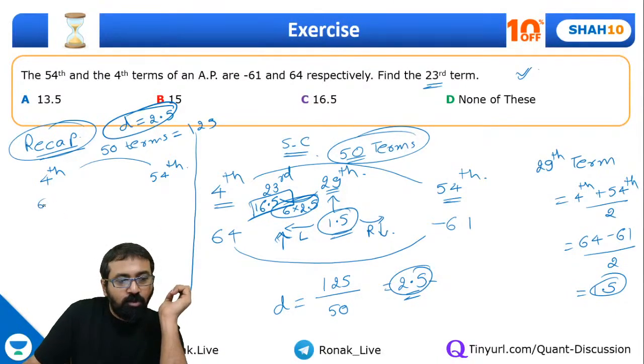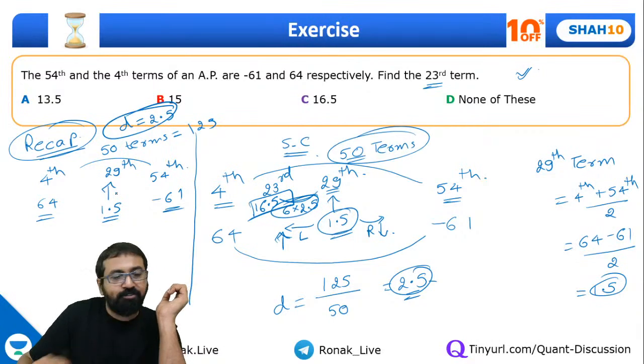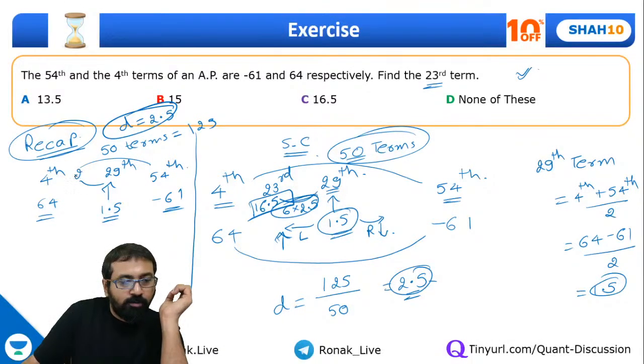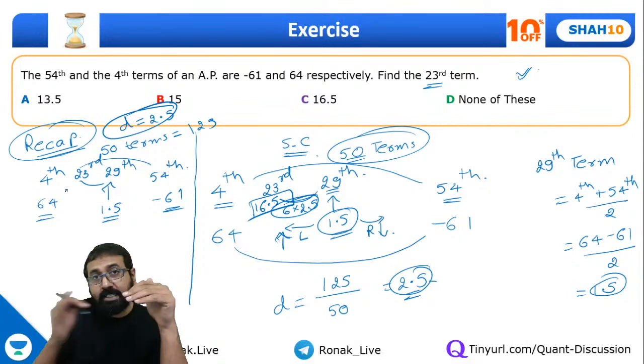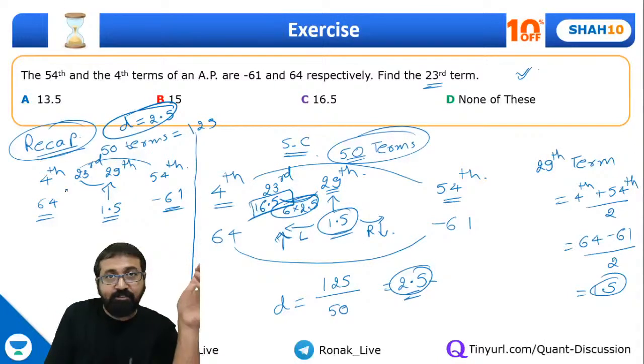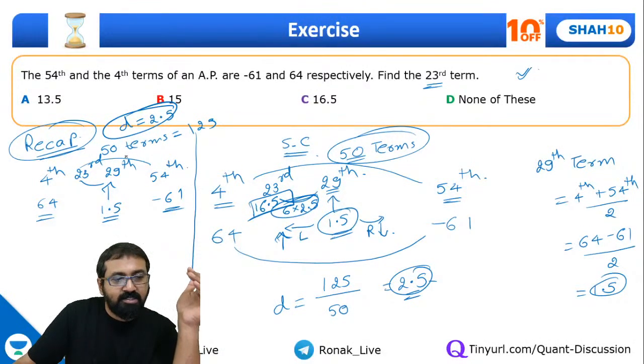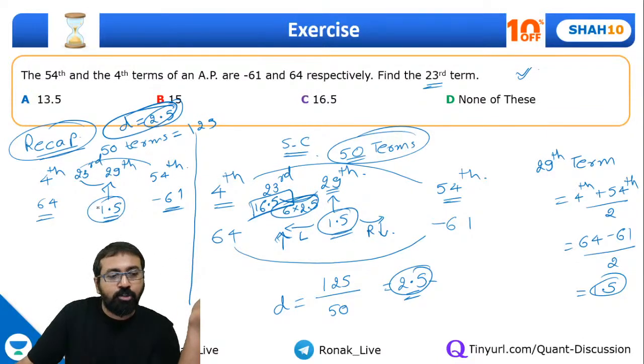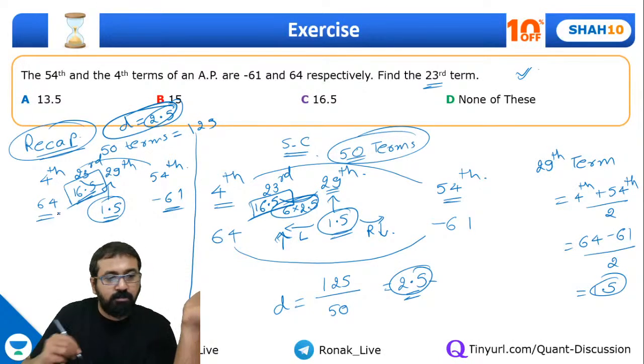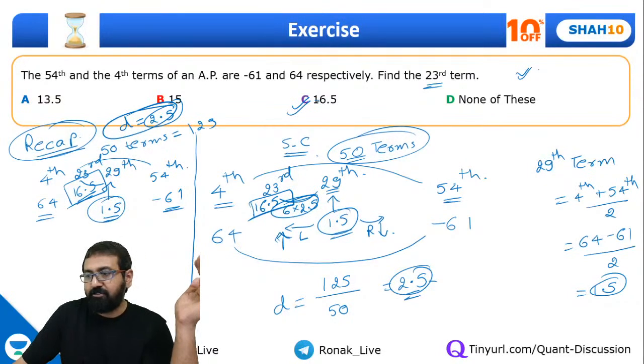Now the 4th term was 64, and the 54th term was -61. The sum of these two is 3, and divided by 2 is 1.5. So I got this middle term, that is the 29th term, as 1.5, and then I need to find out the 23rd term. Since it's a decreasing AP, if I go towards the left, I have to add the difference, and if I go towards the right, I have to subtract the difference. So I need to add 6 times the difference to 1.5. 6 times the difference 2.5 is 15. 15 added to 1.5 will come out to be once again 16.5. So that's your answer. The answer for this one is 16.5.